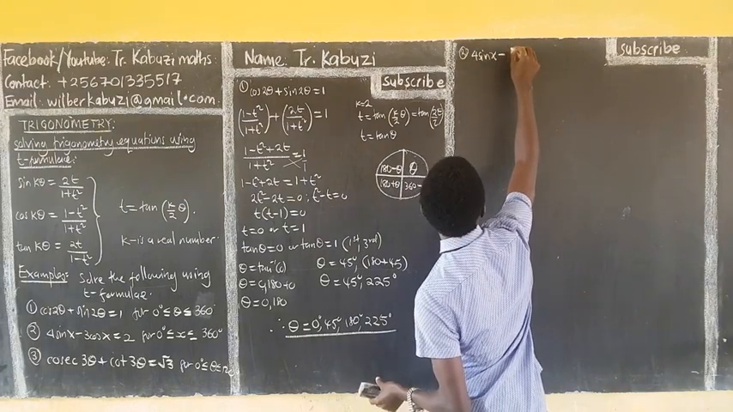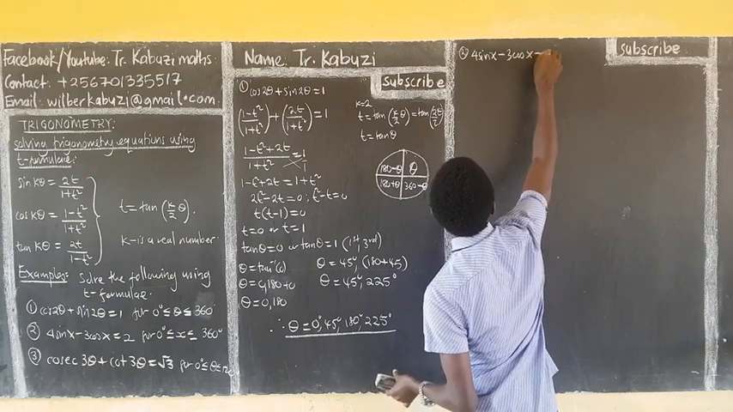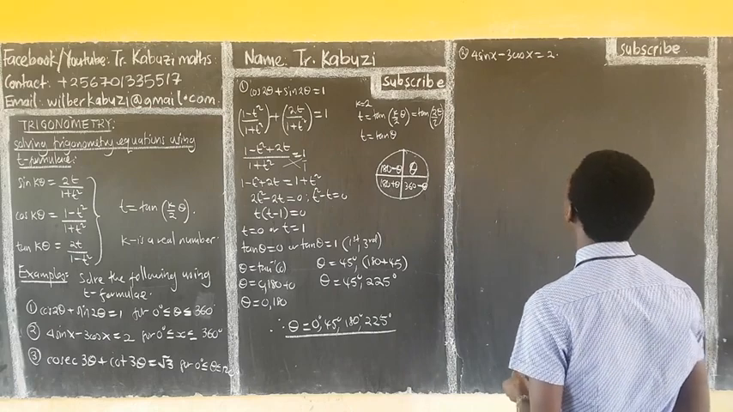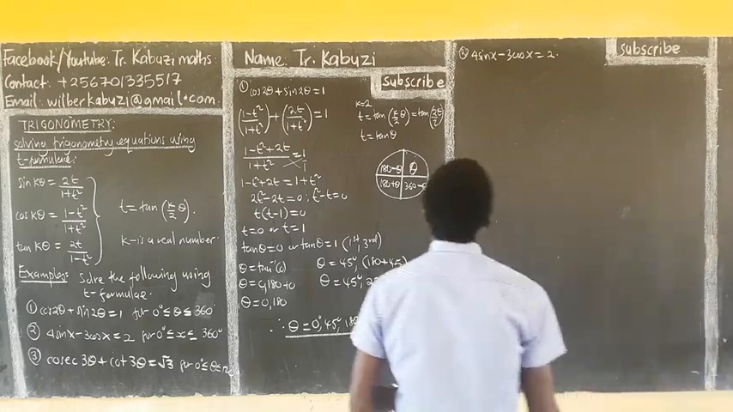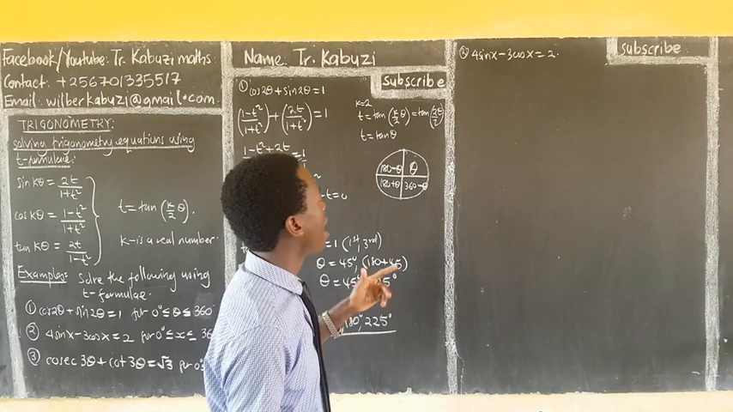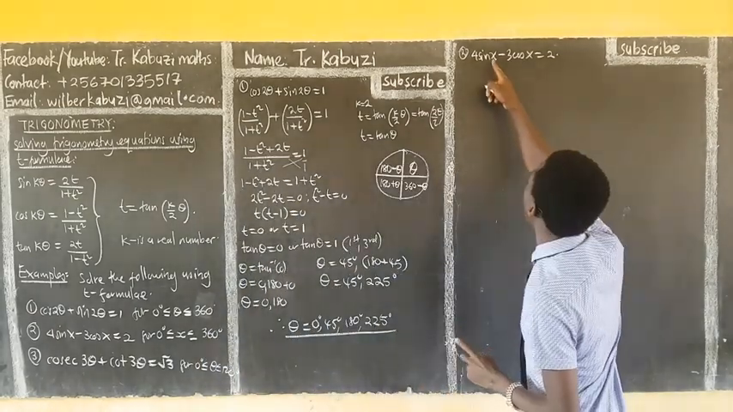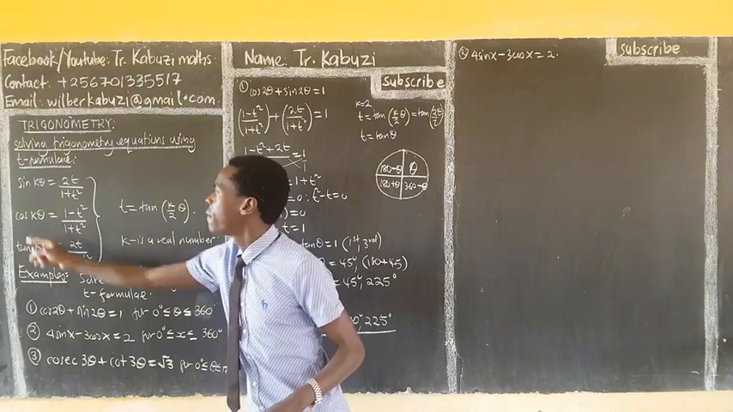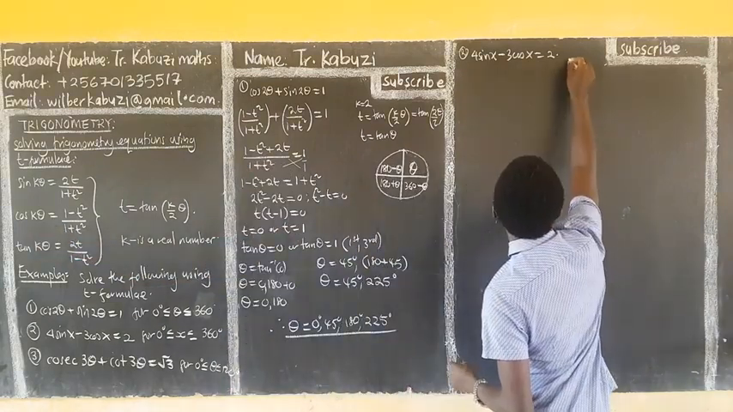minus 3 cos x equaling to, is it a 2? Yeah, equaling to 2. Now what happens there? What we do is we start by defining our t. From here, our coefficient of x, now our theta is x, our coefficient k is 1.